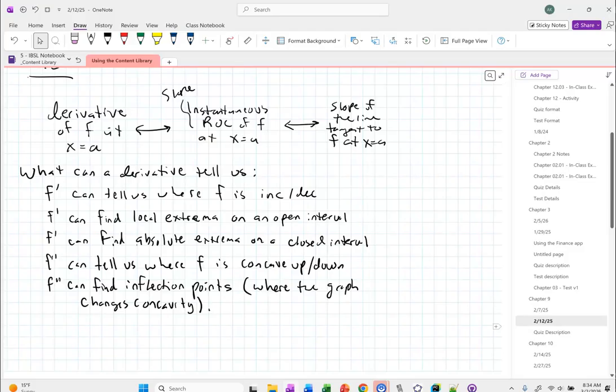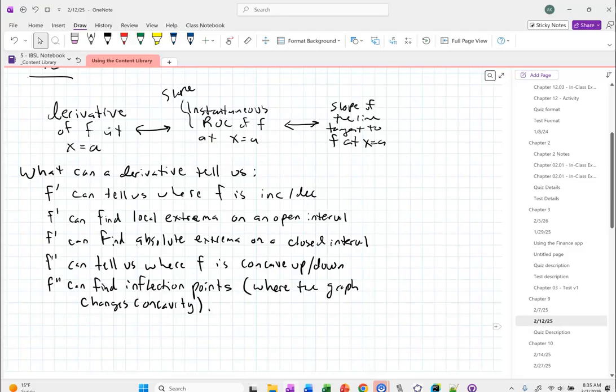So eventually what we're going to want to do is use our first and second derivatives to analyze our function, be able to tell where the function is increasing and decreasing, where it has maximums and minimums, where it's concave up and concave down, and where it switches concavity, or has an inflection point. We're going to do all that kind of analysis coming up.